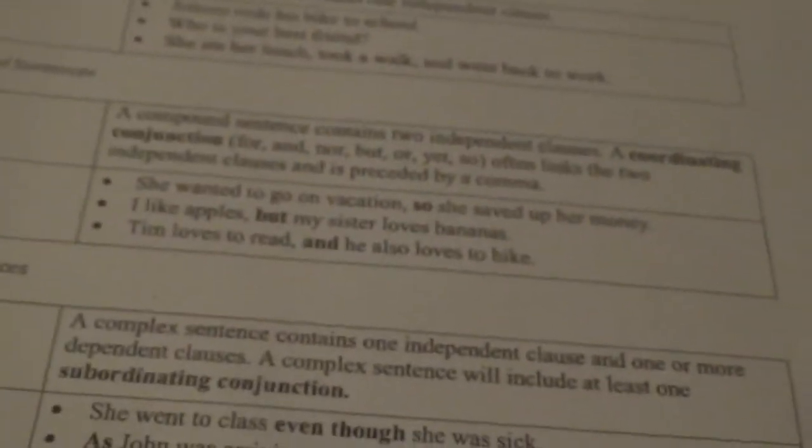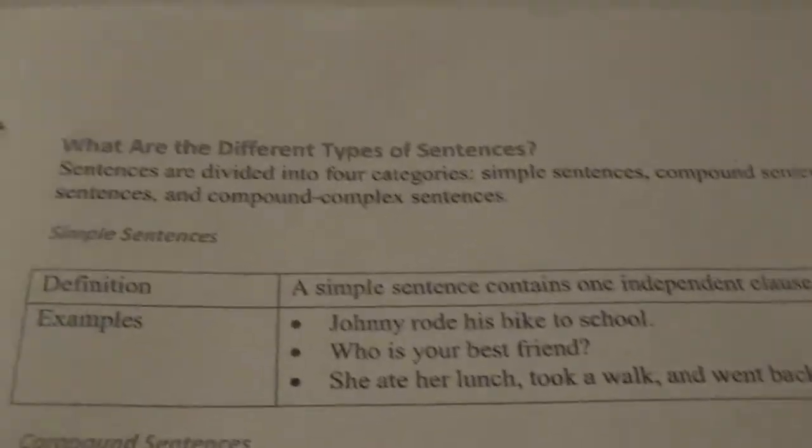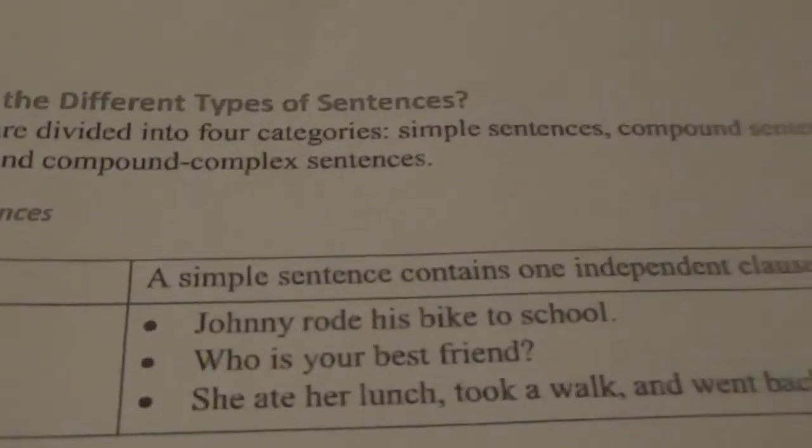So what I want you to know today really is that we have independent clauses. They have a subject and a predicate and can stand alone. We have dependent clauses. They have a subject and predicate and they cannot stand alone. And if you remember, I think it was the last video, it may have been the one before that, I put on Google Classroom this handout about the different types of sentences. And we're going to look at that now a little bit.